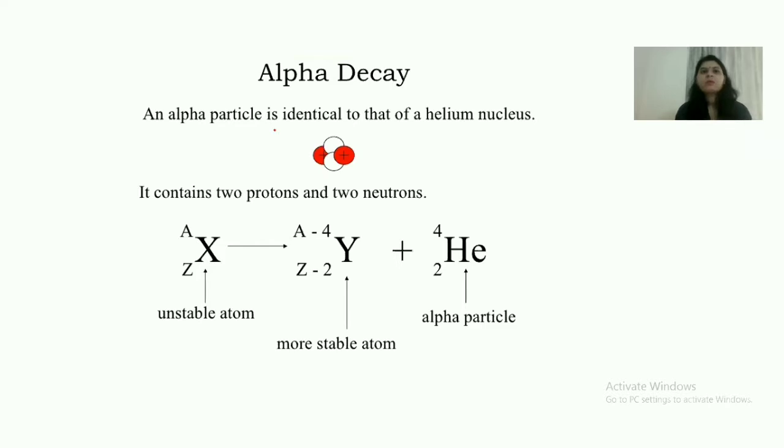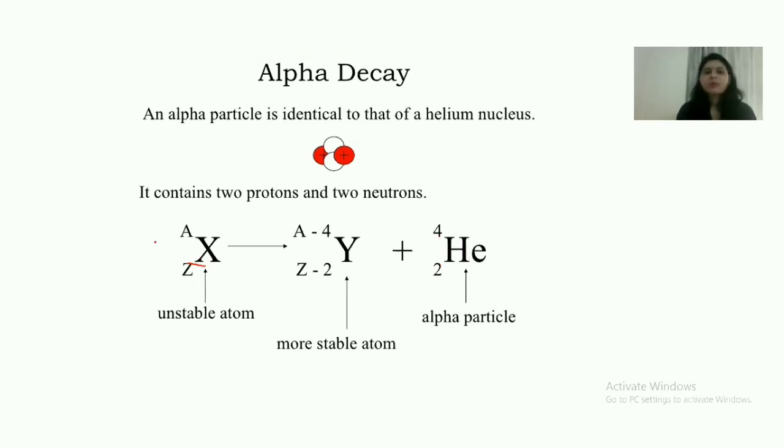An alpha particle is identical to a helium nucleus. It contains 2 protons and 2 neutrons. In this equation, this one is the unstable atom with its atomic number and mass number. But in alpha decay, the atomic number decreases by 2 and the mass number decreases by 4, and it turns into helium with atomic number 2 and mass number 4.